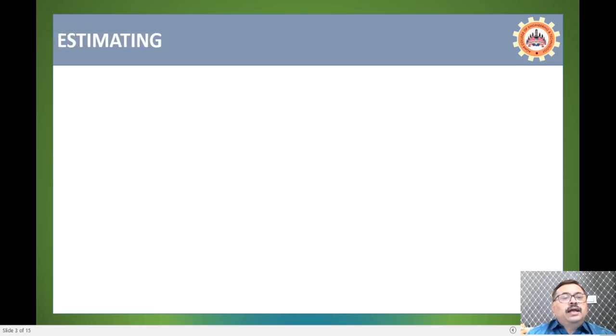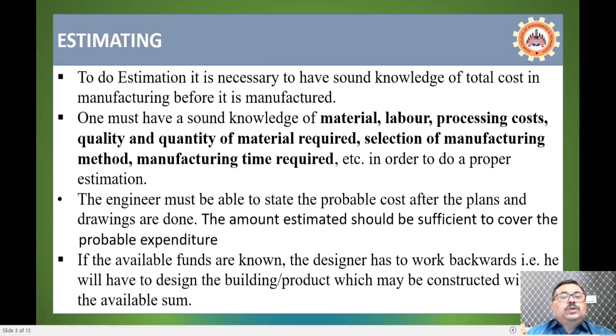Let us know the estimating. To do estimation, it is necessary to have a sound knowledge of total cost in manufacturing before it has been manufactured. One must have a sound knowledge of material, labor, processing cost, quality and quantity of material required, selection of manufacturing method, manufacturing time required, etc., in order to do a proper estimation.